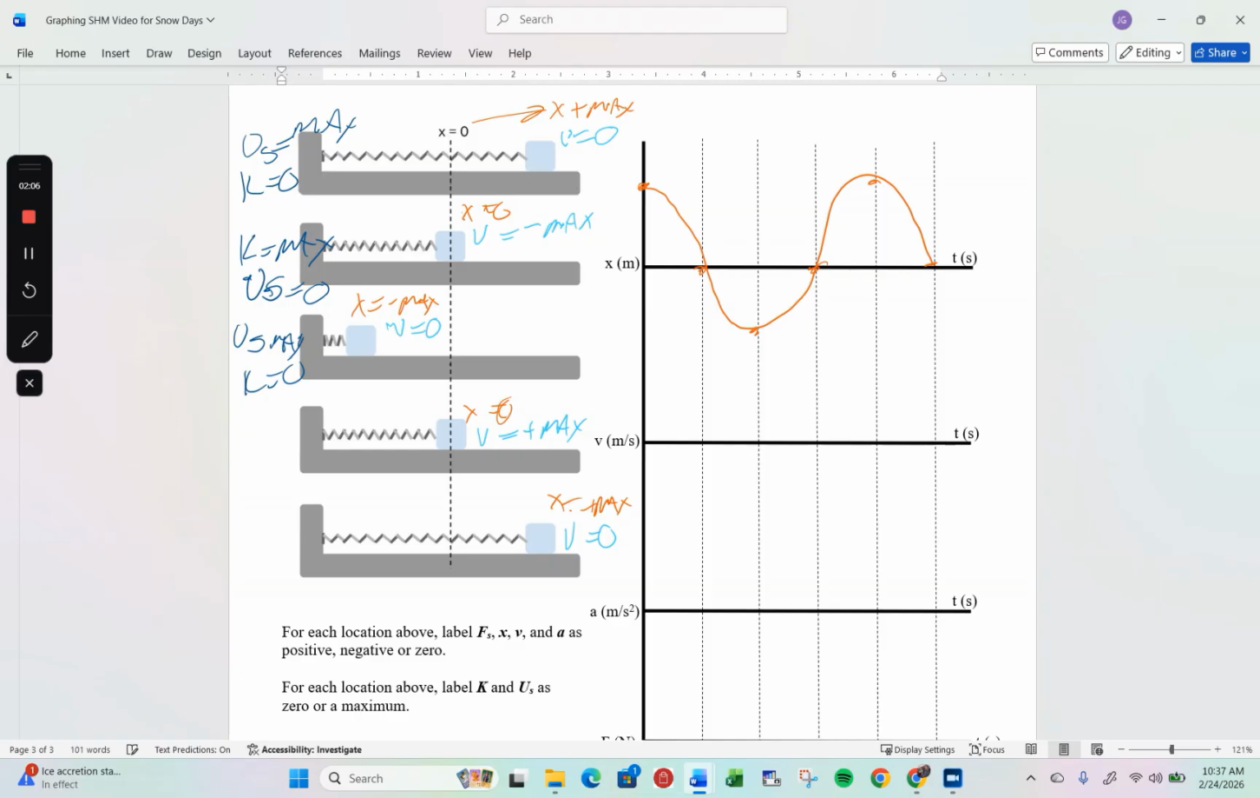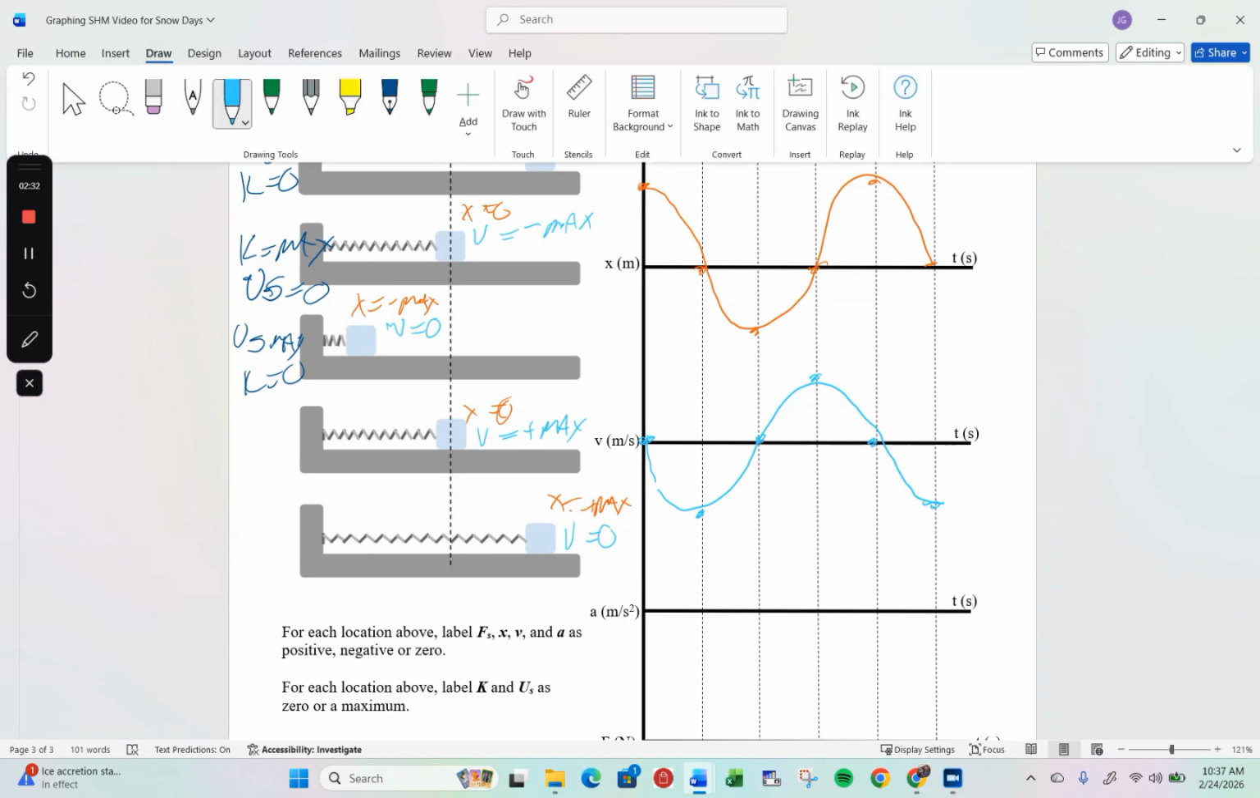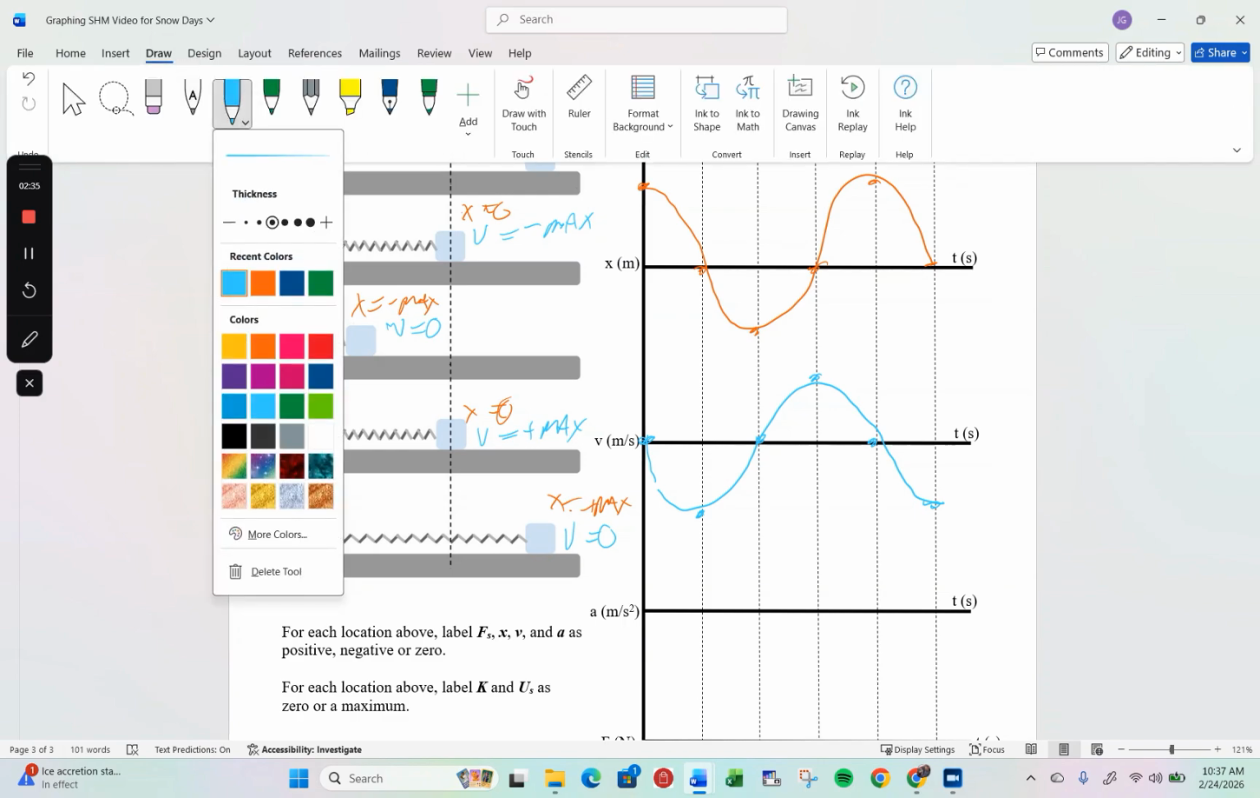Here we have velocity of 0. Here we have a positive maximum. And again, at amplitude, it is 0. So you're just supposed to know at equilibrium, it's all about kinetic energy. You're moving the fastest and you have the most kinetic energy. So if we plot those points for velocity-time, it looks something like this. So we went from a cosine curve to a negative sine curve.